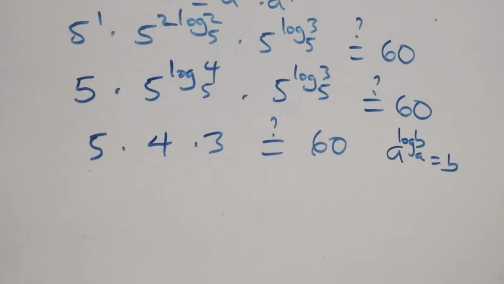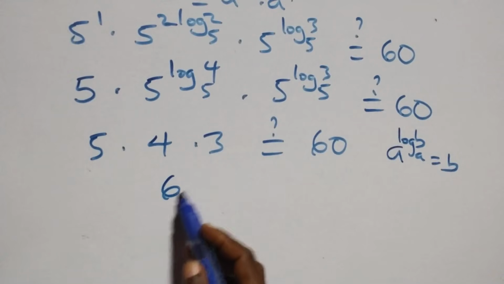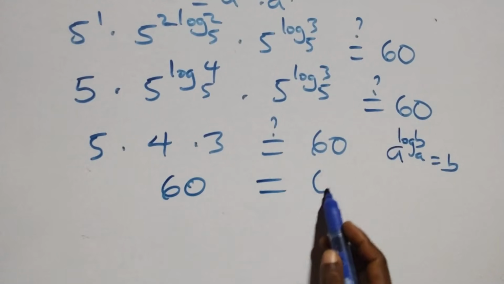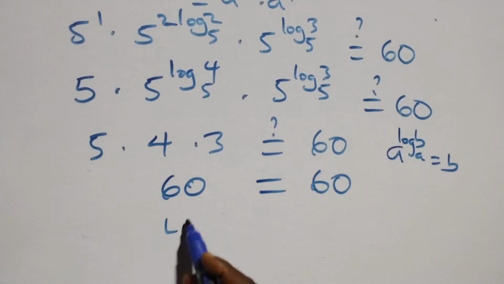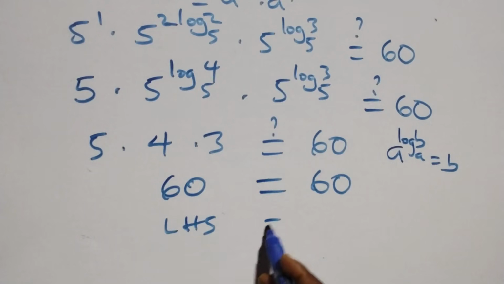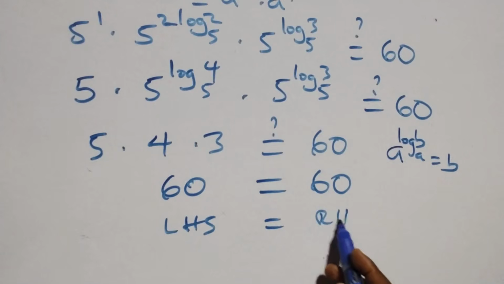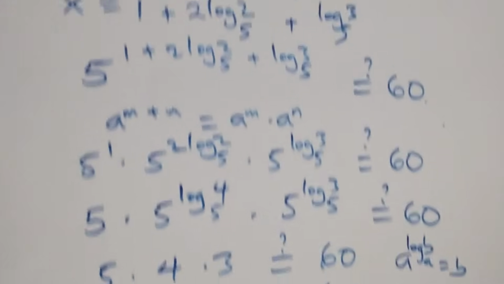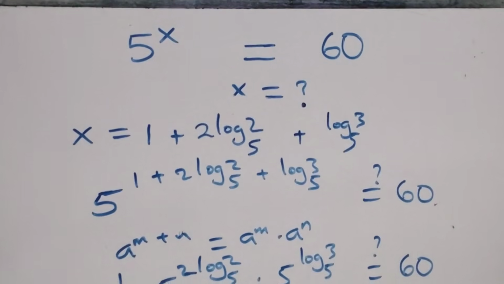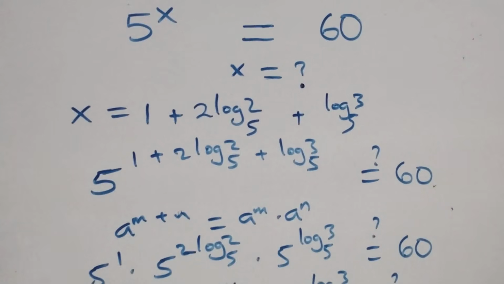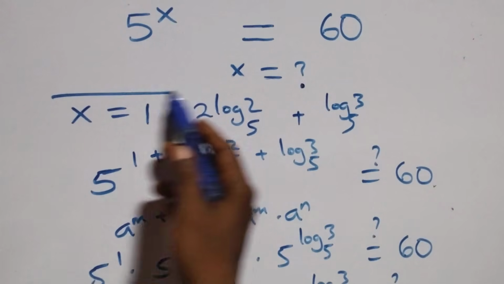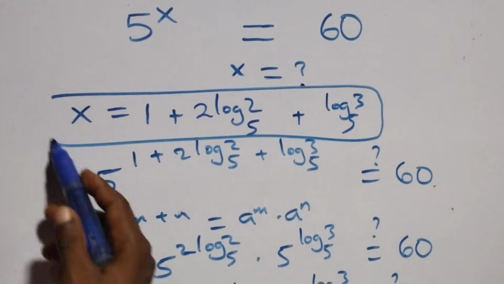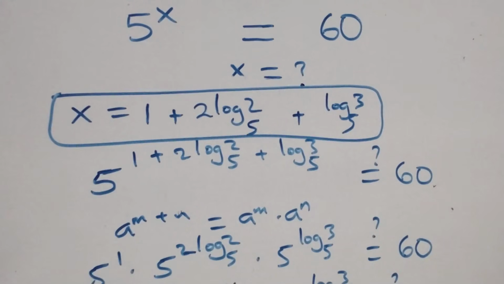And 5 times 4 is 20, 20 times 3 is 60, which is equal to 60 on this side. The left hand side equals the right hand side. And therefore, we conclude that x equals 1 plus 2 log 2 base 5 plus log 3 base 5 satisfies this given problem.